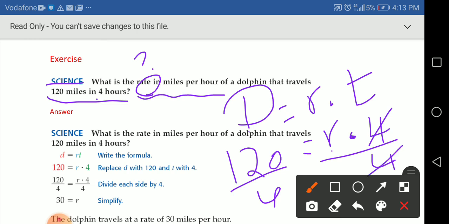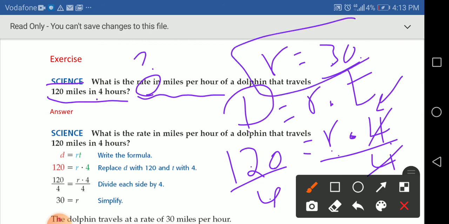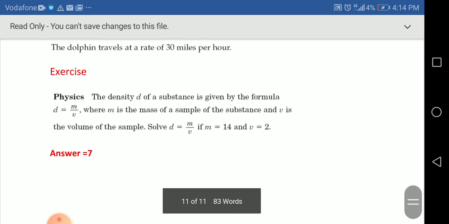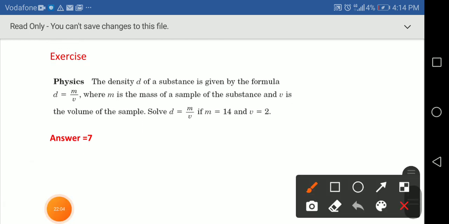120, I get rid of the 4, the coefficient of r. It's the number beside the letter, the variable. So divide by 4, and r alone will be 30. 12 divided by 4 is 3, and 0 comes as it is. So the rate is 30 miles per hour.